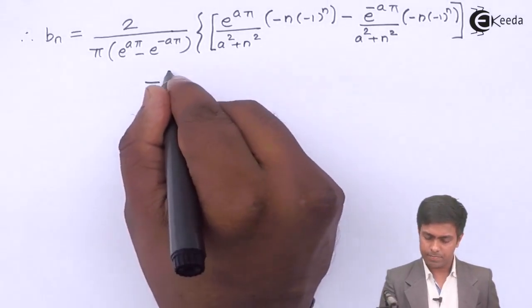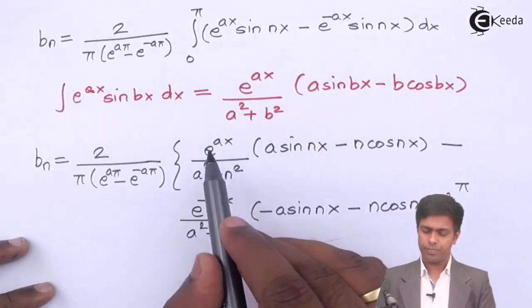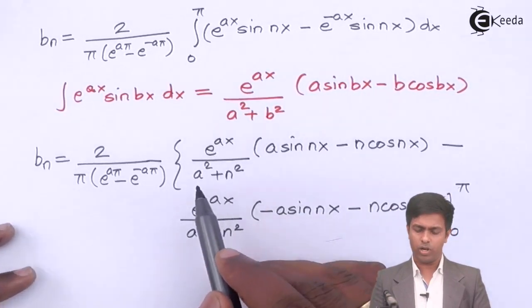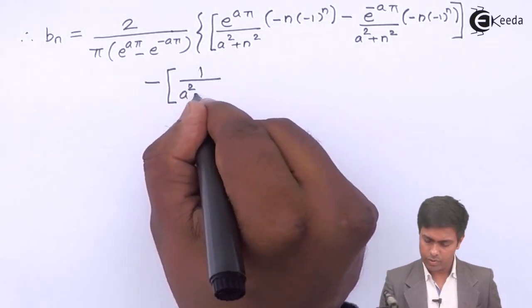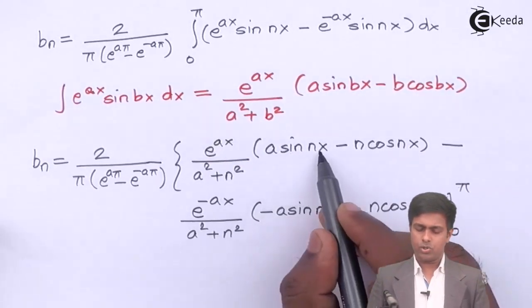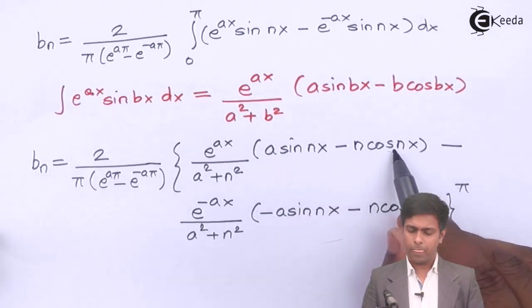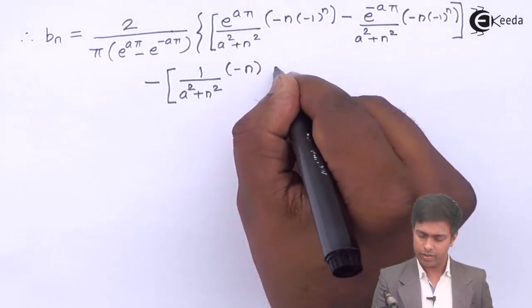So minus. Now for the lower limit, we'll put x as 0. So e raised to 0 is 1, so 1 upon a square plus n square. Here x is 0, so sine 0 is 0. Cos 0 is 1. 1 into minus n is minus n. So here we will get negative n.